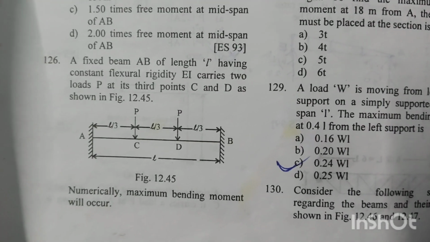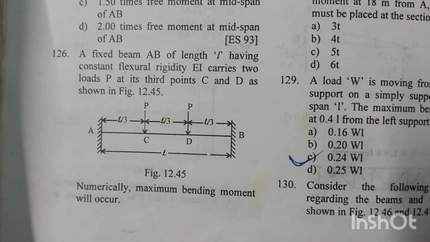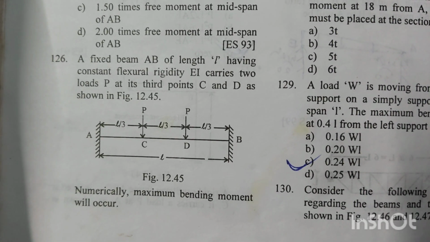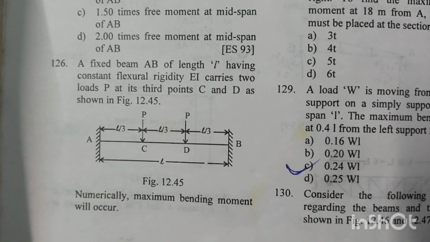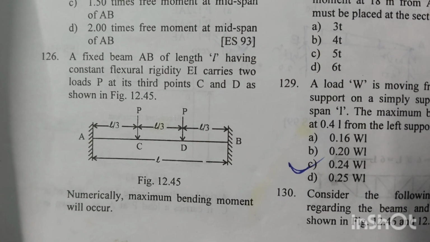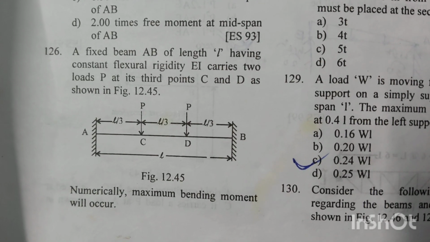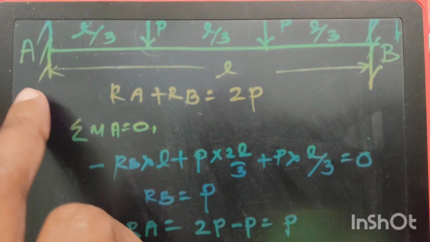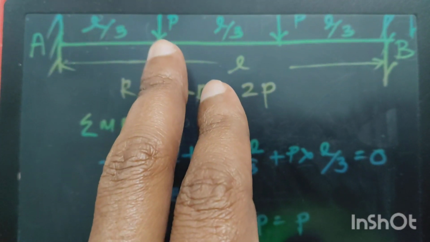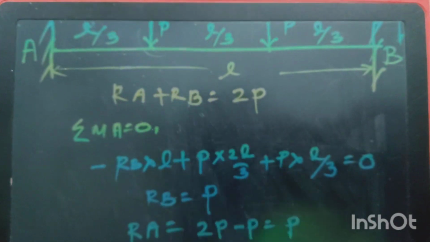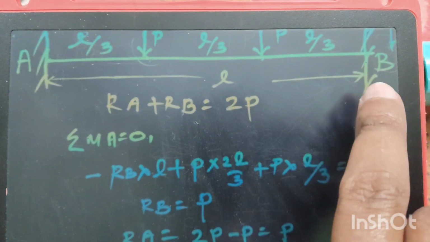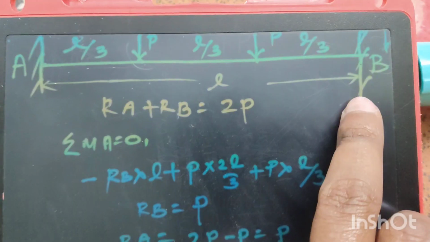Question number 126. A fixed beam AB of length L having constant flexural rigidity EI carries two loads P at its third points C and D as shown in figure 12.45. Numerically, the maximum bending moment will occur where? So this is our fixed beam AB subjected to two point loads. One point load is acting at a distance L by 3 from A, and the other point load P is acting at a distance L by 3 from the support B.